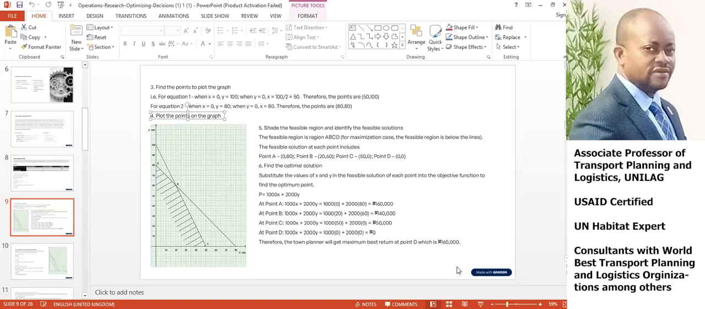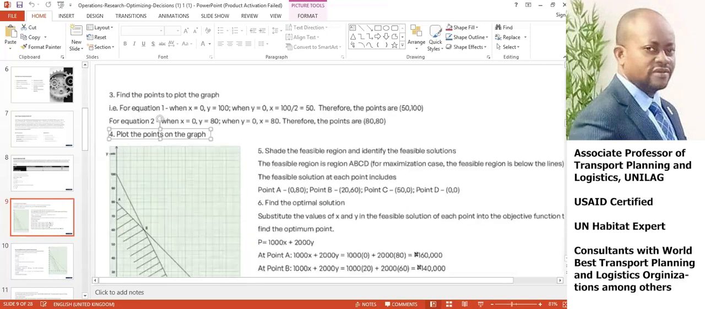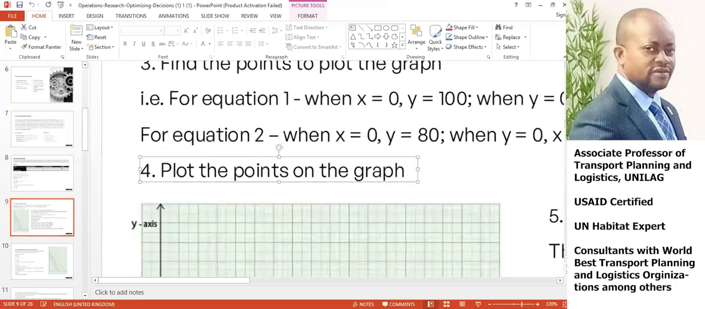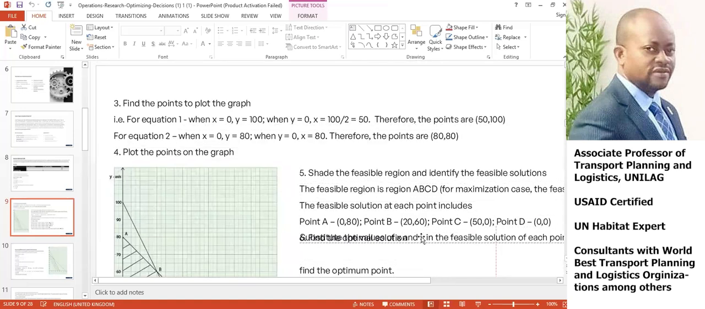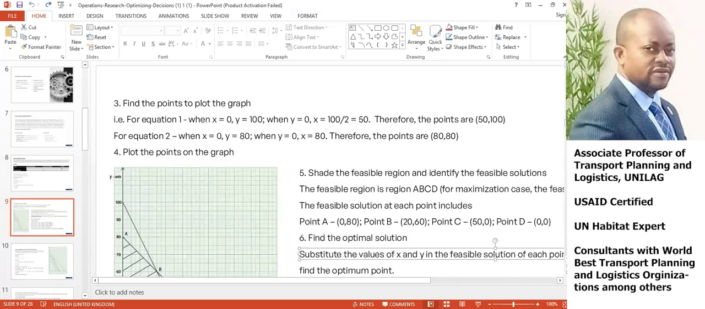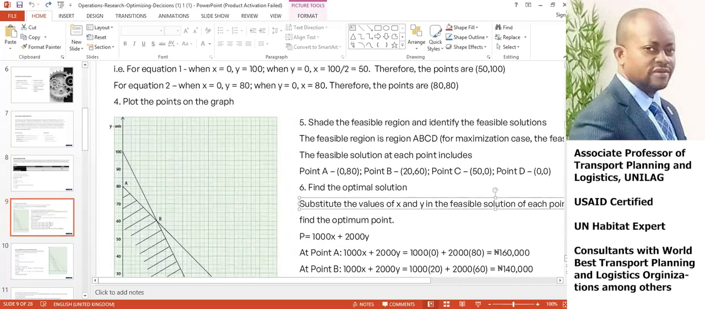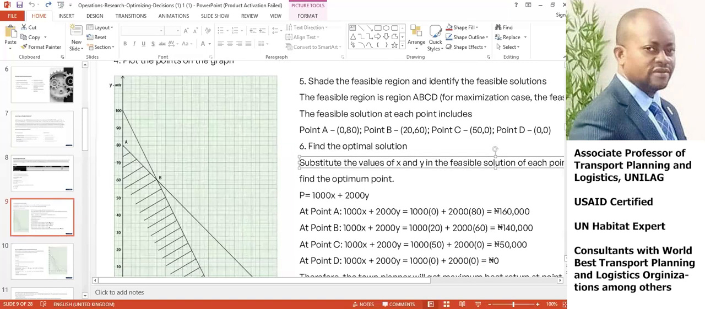I don't know. Let me see if I can increase it. Is it bigger now? Okay, I believe it is big enough like this.